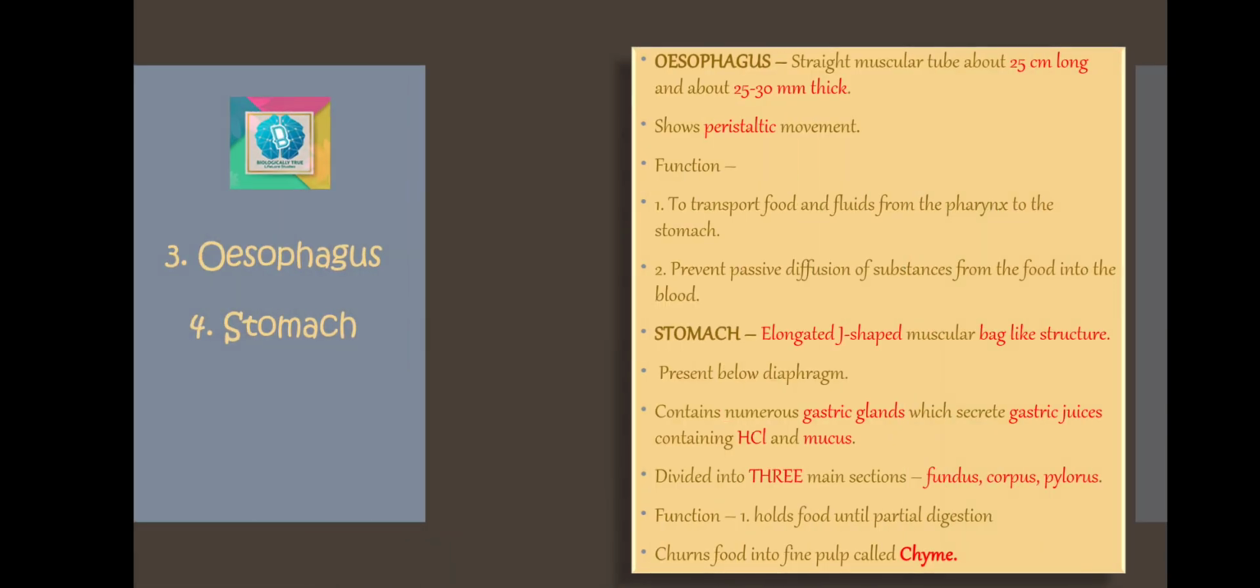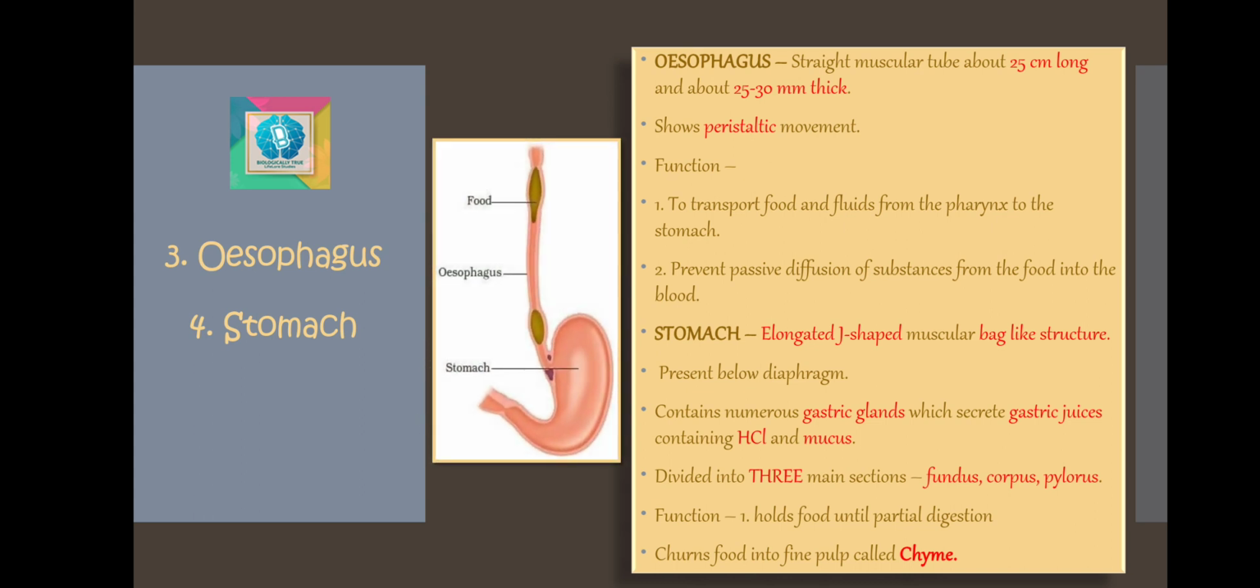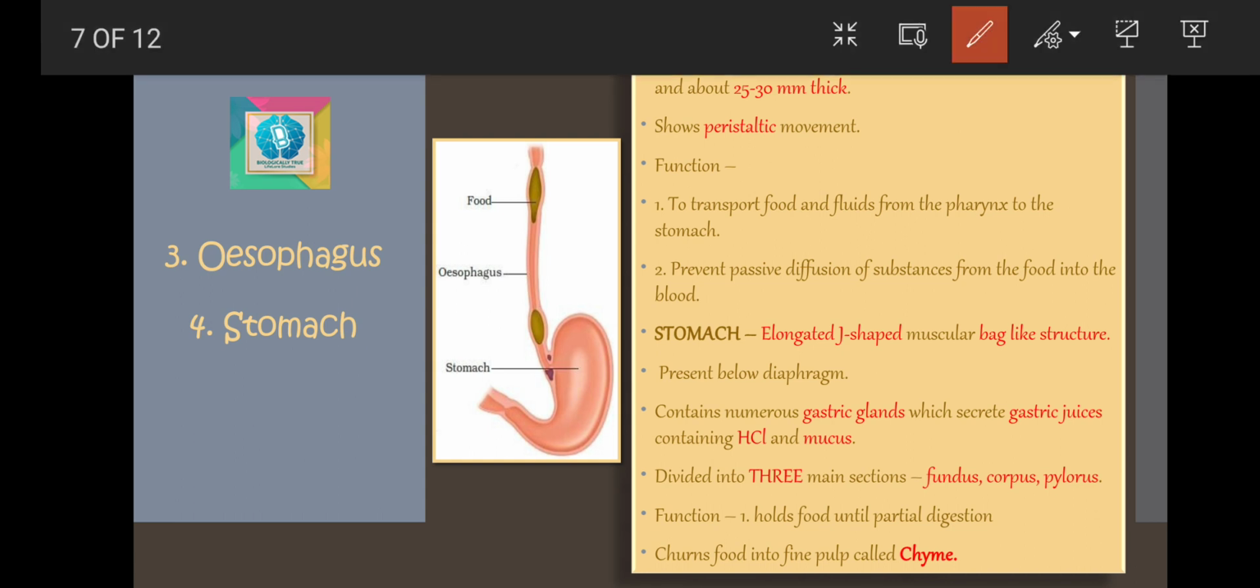Okay, the next one, the third organ is the esophagus. Esophagus is a straight muscular tube. As you can see in this picture also, a tube-like structure. This is your esophagus, which is about 25 centimeter long and about 25 to 30 millimeter thick. Its cavity normally remains obliterated by several longitudinal folds of mucosa and distends only on arrival of the food in it. These glands produce mucus to moisten and lubricate the lining of the esophageal tube.